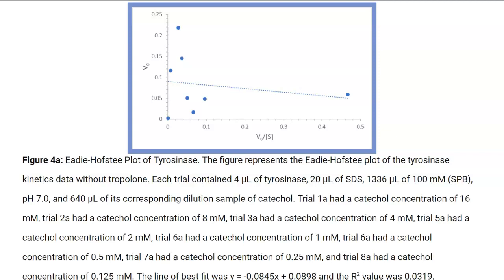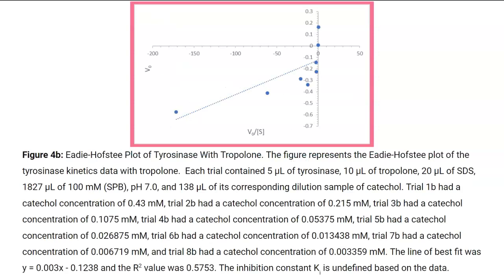The R-squared value, it is important to note, is 0.0319, which is not great, seeing as we want to get closer to 1. So our points were a little scattered. This one is kind of worse than the one before it.